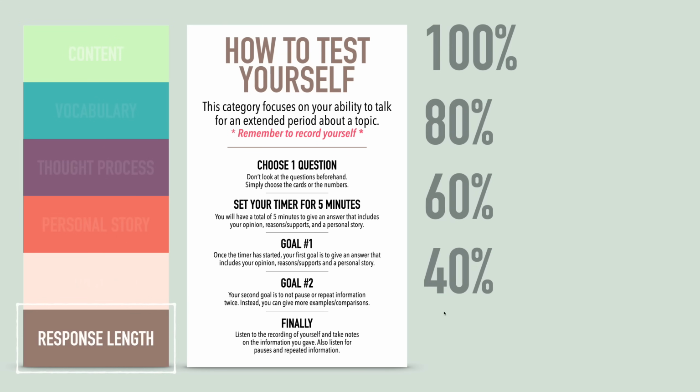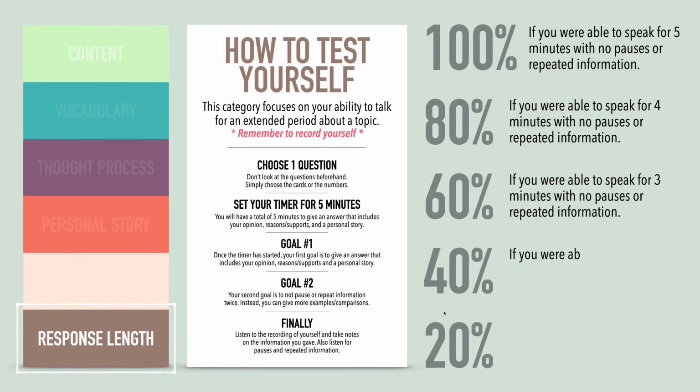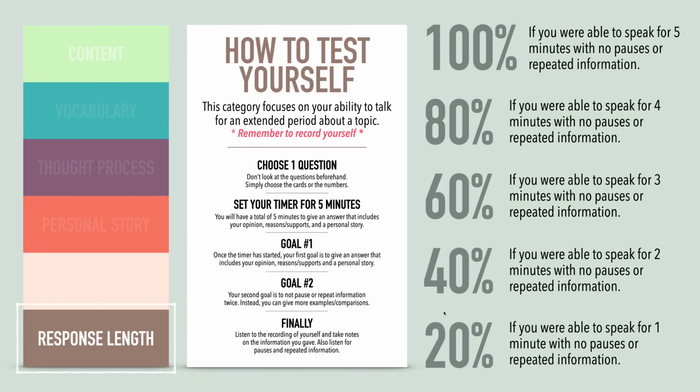Your goal is not to repeat yourself, but here's how you score yourself. If you speak for 5 minutes with no pauses, you get a 100%. If you speak for 4 minutes, you get an 80%. 3 minutes, a 60%. 2 minutes, a 40%. And 1 minute, you get a 20%. So again, you're seeing how with each category, you can test yourself and see what your score will be. This is very important. Again, following this English fluency test.